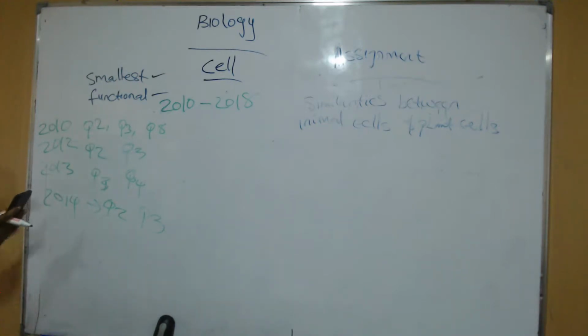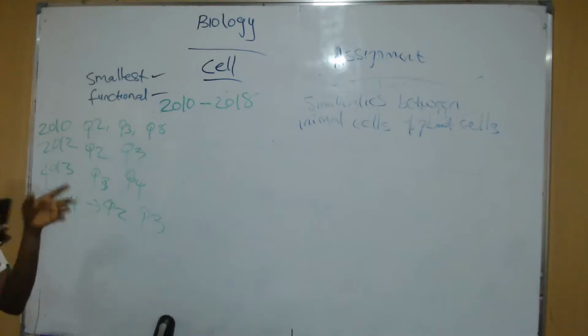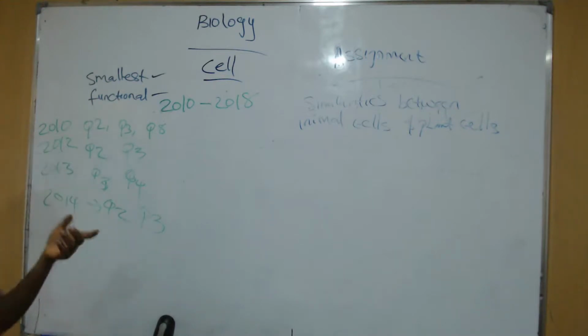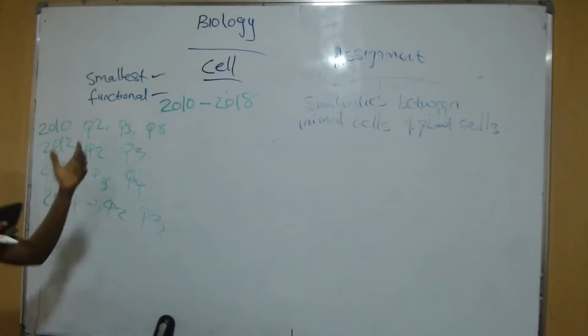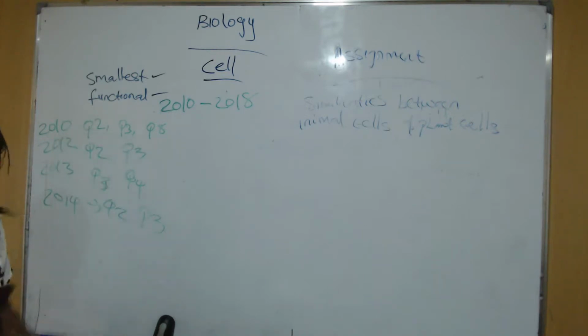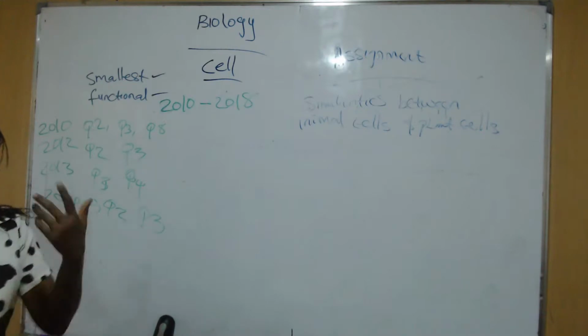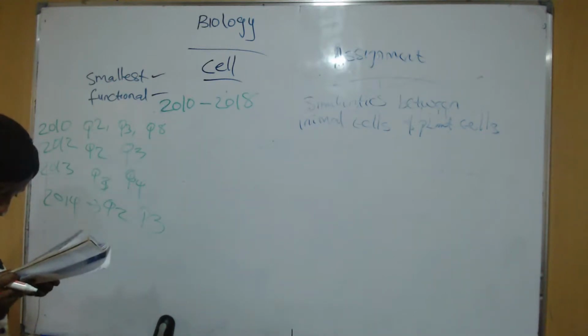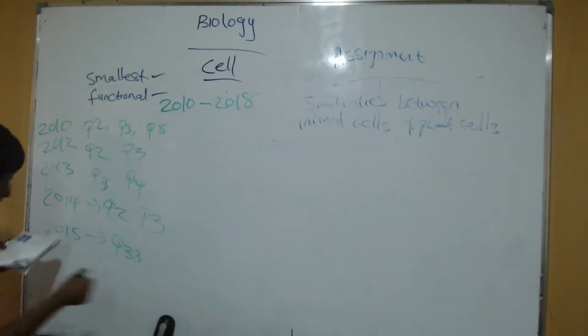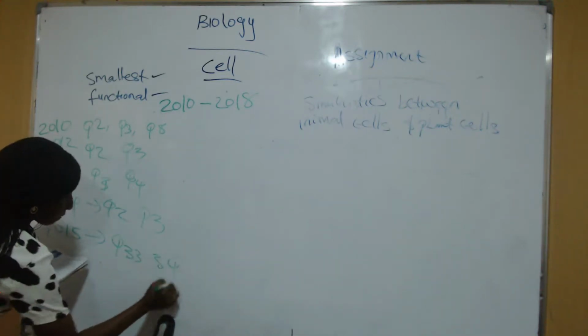Now, it's left for you to understand the structure of your cell, like I said earlier, to be able to answer these questions. Another question asked about the part responsible for photosynthesis. So all this boils down to knowing your cell structure and functions off by heart, then you'll be able to answer these questions. So, in the year 2015, question 34.